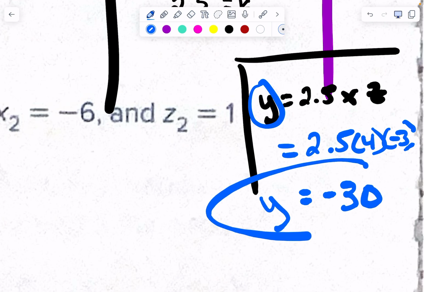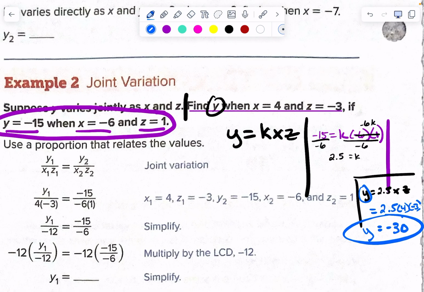-30, that's what y is, okay? So be careful. Sometimes they'll give it to you backwards, in the wrong order. Good? So joint variation, this is my joint variation. Step number 2, I solved for k. Step number 3, I solved for what they're asking for. Got it? Okay, let's do another.